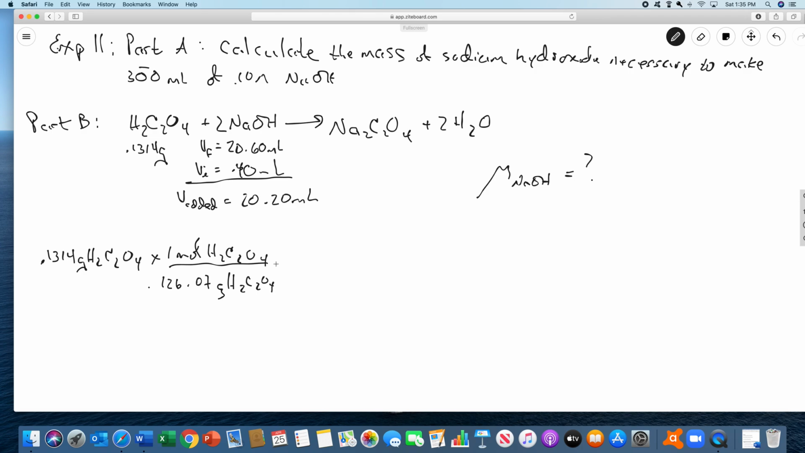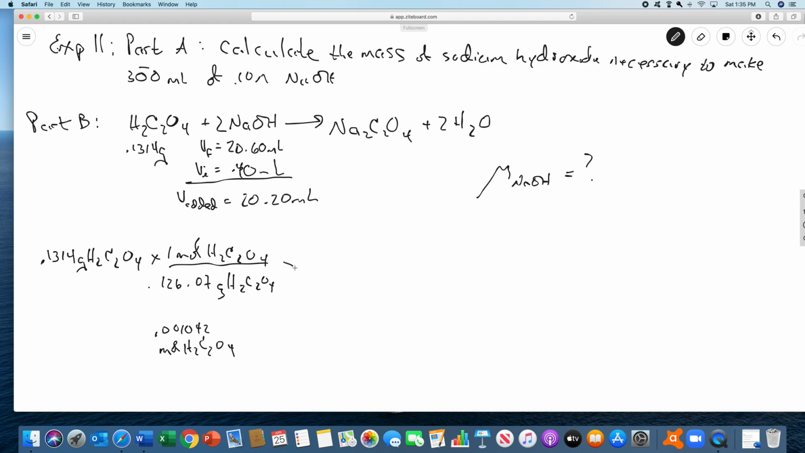Now if you stop here, you would have the moles of oxalic acid, which would be 0.001042 moles of oxalic acid. So that's the kind of thing you would put in that line on the data sheet.